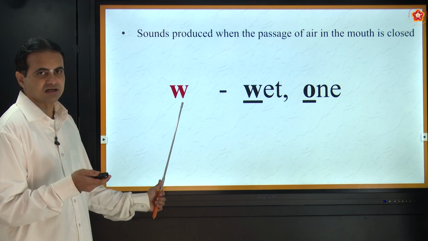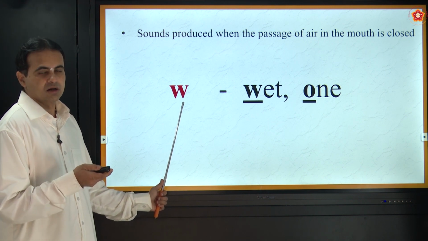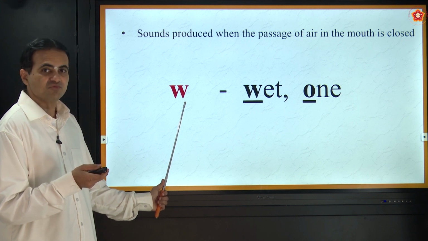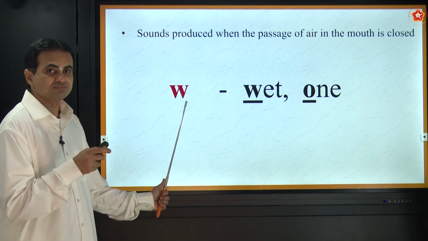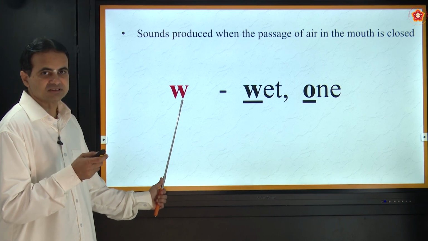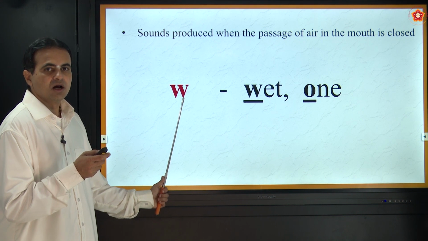Next sound, W represents the sound W. So the difference between V and W: V represents V, whereas W represents W.